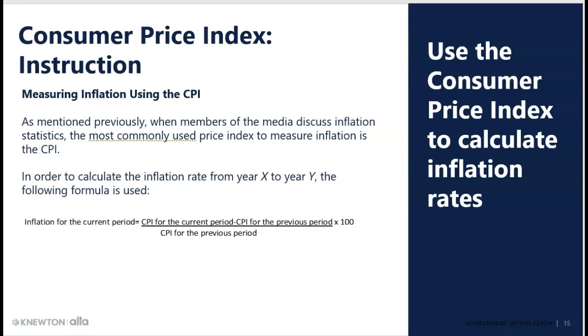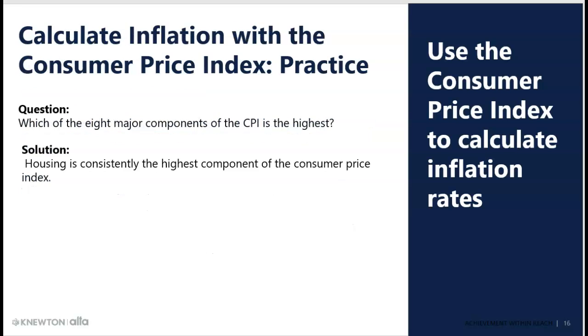So when members of the media, the news, discuss inflation statistics, when politicians talk about it, they measure relative to the consumer price index. And the way they measure inflation, it's a percent change. It's the new period amount minus the old divided by the old times 100. You've done that before. And again, the top of this you have to figure out first before you divide. You should put it in parentheses when you use your calculator. So, which of the 8 components of the consumer price index is the highest? It's housing. It's far more than anything else.